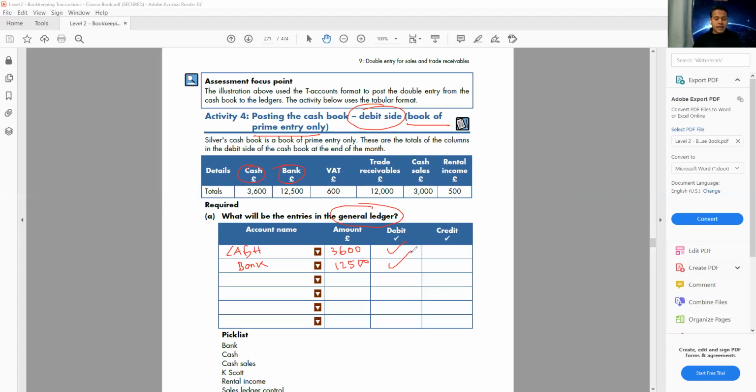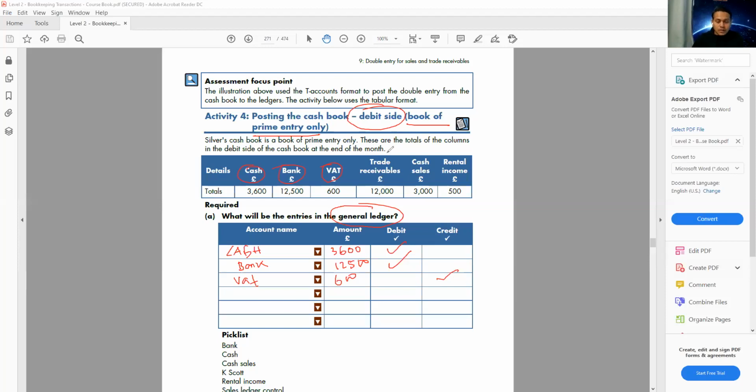Now, VAT. Even if we receive the VAT, this VAT is not for us. VAT 600 we received, but VAT is not for us. VAT is a liability, so VAT will always be credit. Remember that. VAT is always a liability and VAT is our credit, because even though we receive it from the customer, it is not for us. We have to pay it back to HMRC. So this is our liability, so it will always be credit.